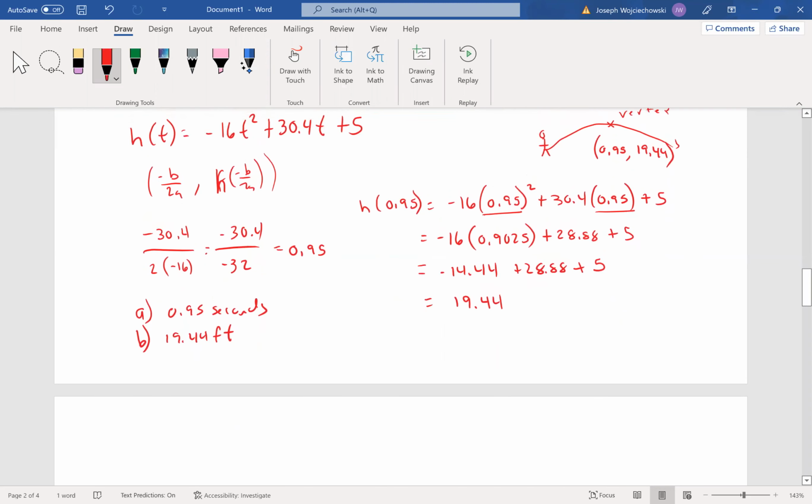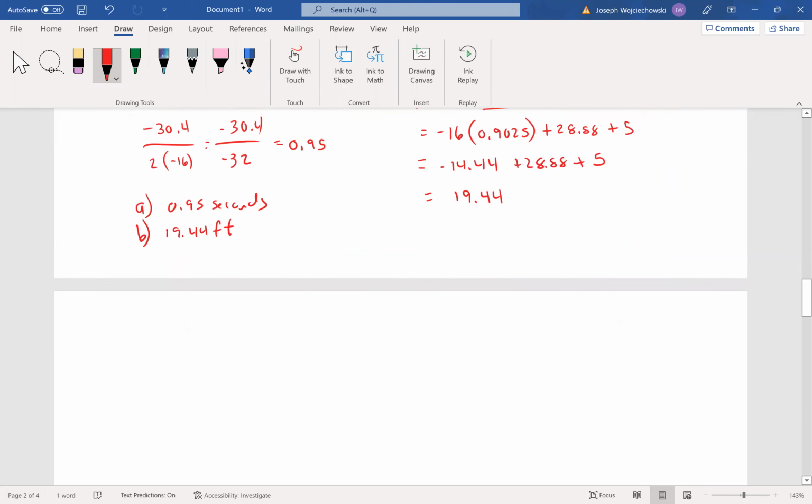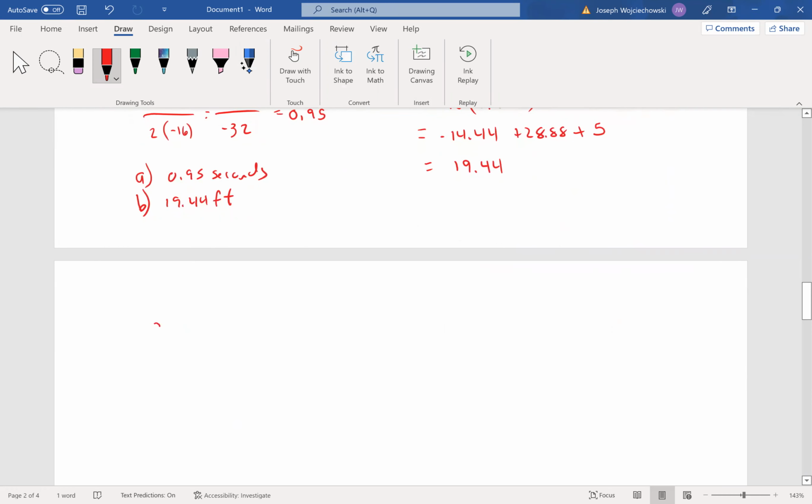So we're going to solve this where h of t, the height over ground, is 3. Now negative 16t squared plus 30.4t plus 5. Okay. So we're going to subtract 2 from both sides to get this set up. 0 equals negative 16t squared plus 30.4t plus 2.